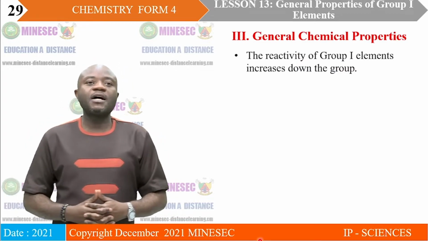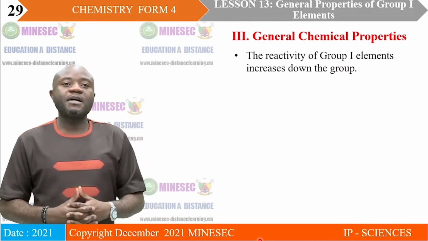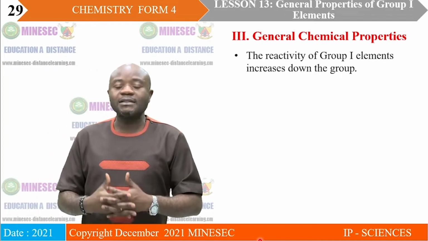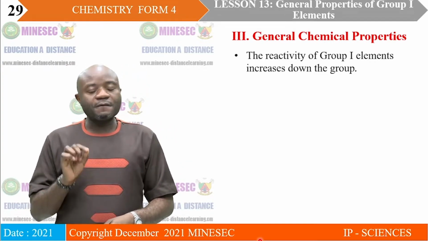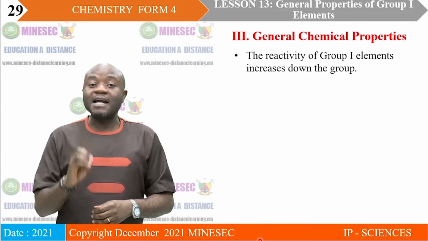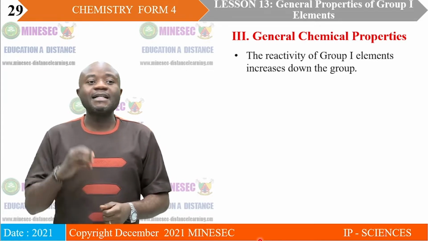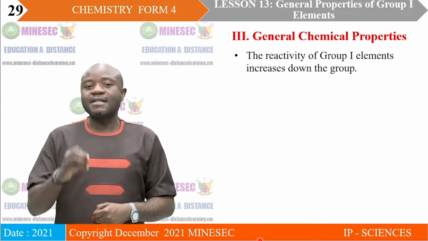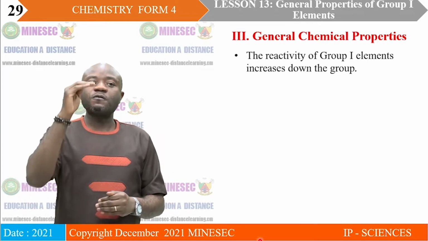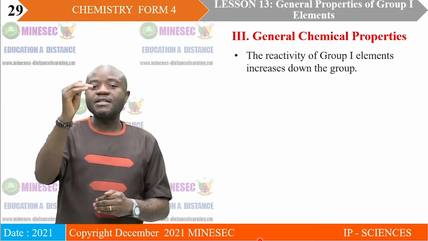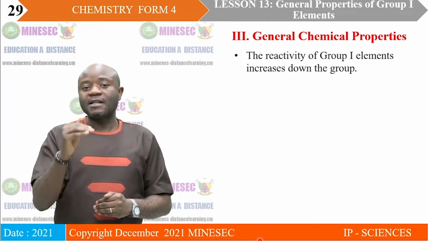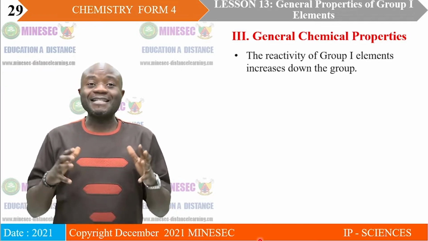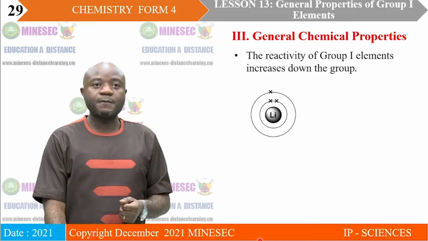I would like us right now to look at the general chemical properties of group 1 elements. The first thing to know about the reactivity of group 1 elements is that their reactivity increases down the group. That means as you move from lithium to sodium to potassium, down to francium, there is an increase in reactivity.